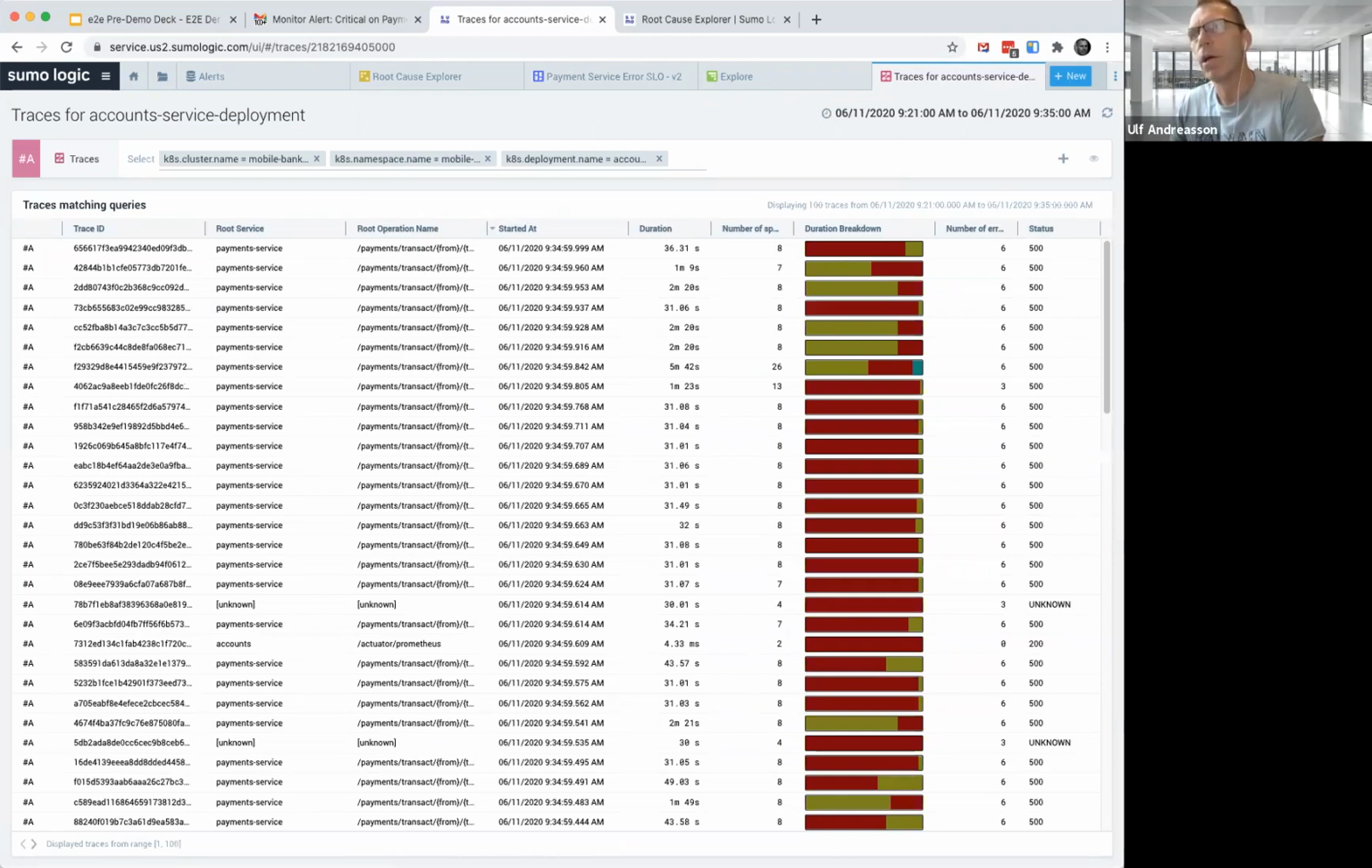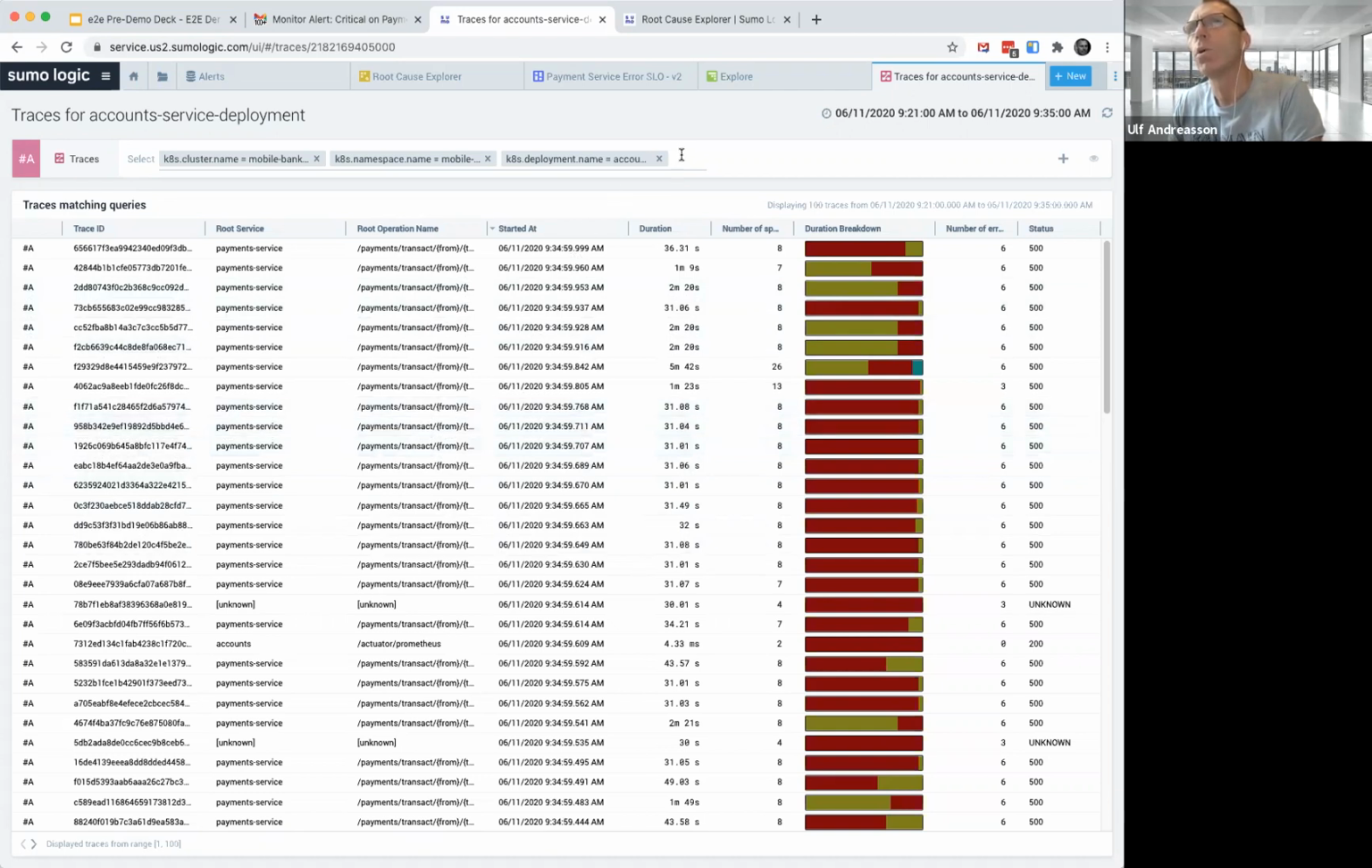As you know, what Sumo is doing here is taking all these traces, and a trace is effectively a way to measure and understand the communication between different services. We talk about distributed tracing here, so this is really about microservices communicating to each other. What I can see here is my payment service and all the microservices that reach out to the accounting service.